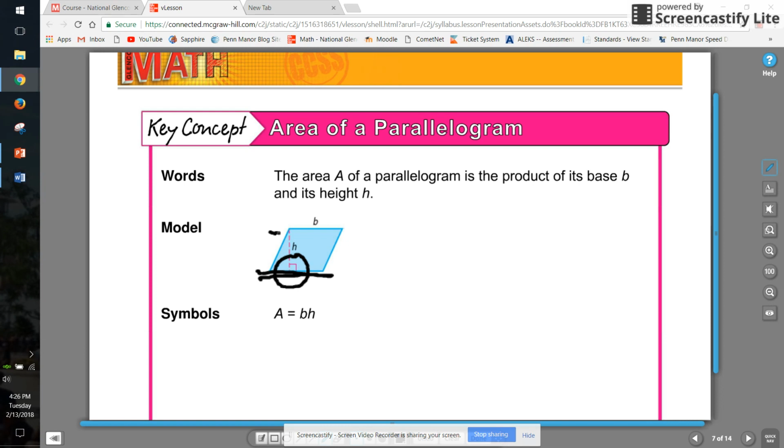I also noticed that this B, standing for base, is up here. And using geometry, I know that the space from here to here is equal to here. So whatever that is, it'll help me out. We do have a formula. Area of a parallelogram is base times height, which will also come in handy when we start talking about triangles tomorrow. Let's move forward.